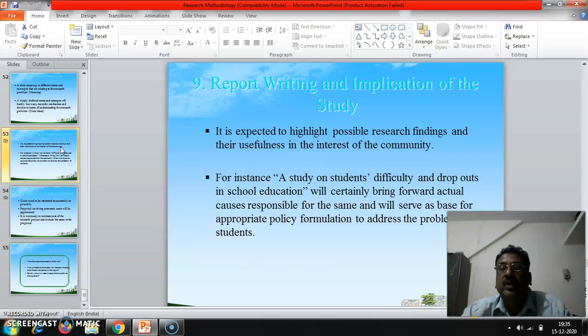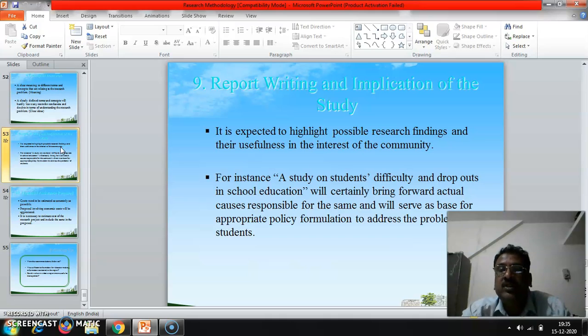After that, we have to give suggestions. So it is expected to highlight the possible research findings and their usefulness in the interest of the community, if it is related to the community. If it is related to a bank, you should give the report to the bankers. If it is related to the corporate sector, again you have to give the report to the corporate sector.